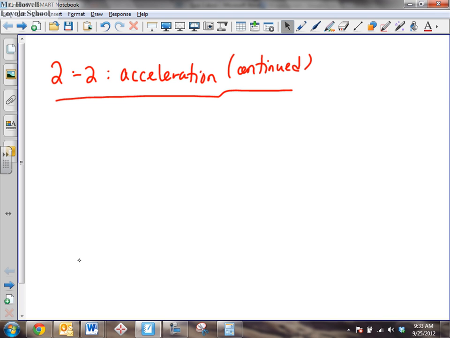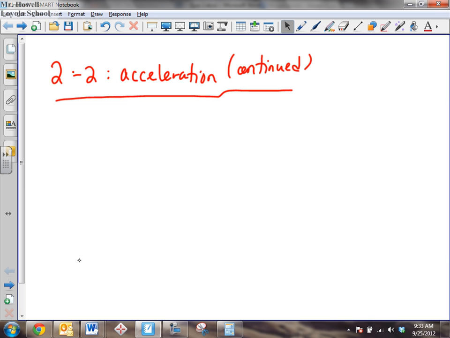Today's example, we're looking at a plane. So we have a plane starting at rest. You can write the words or you can write what you think you need to write down. I'll dictate to you though. A plane is starting at rest at one end of the runway. So a plane starts at rest at one end of the runway.